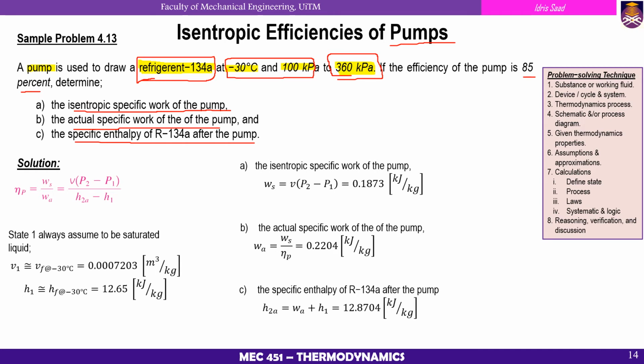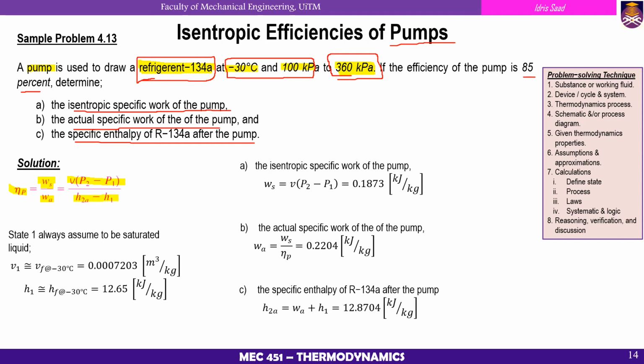We know that the efficiency of the pump is equal to the isentropic work of the pump divided by the actual work of the pump. For the pump, we know that the isentropic work is equal to V multiplied by (P2 minus P1), and the actual work is equal to H2A minus H1.